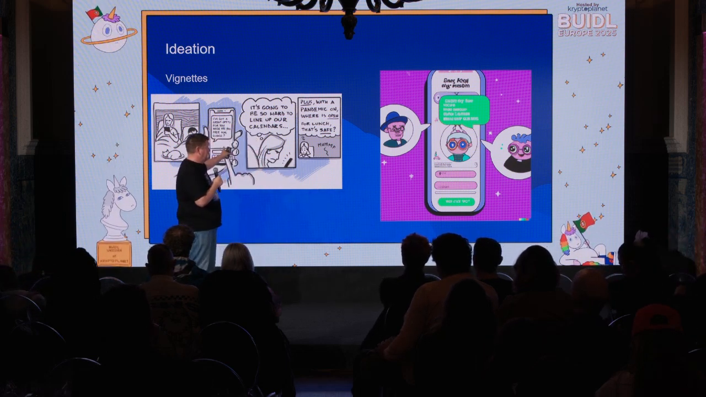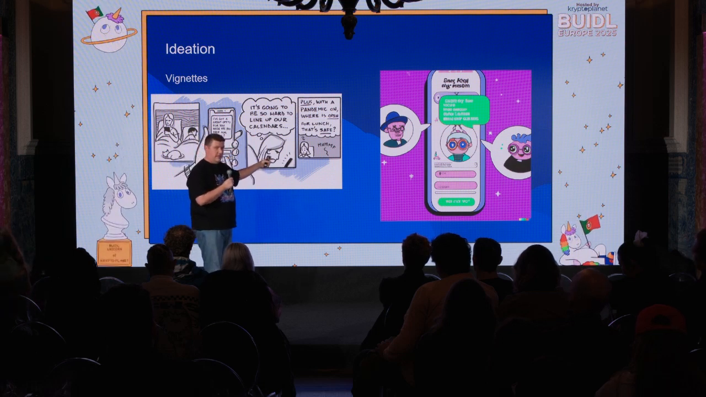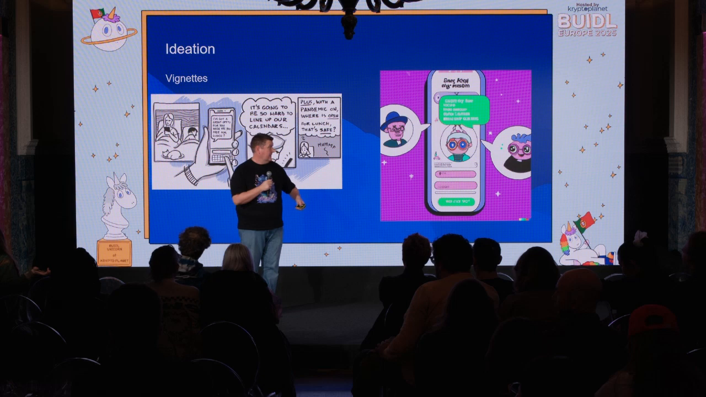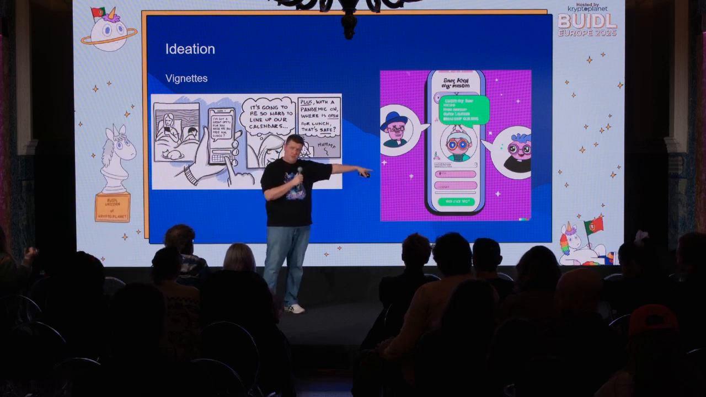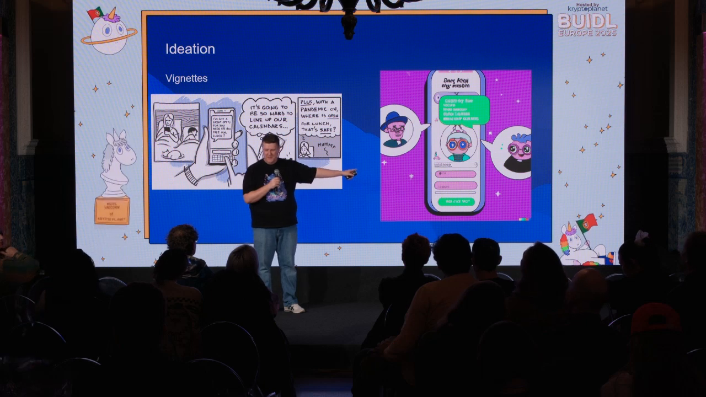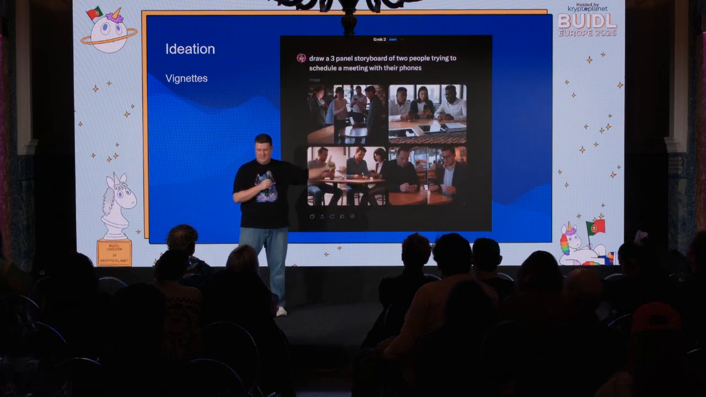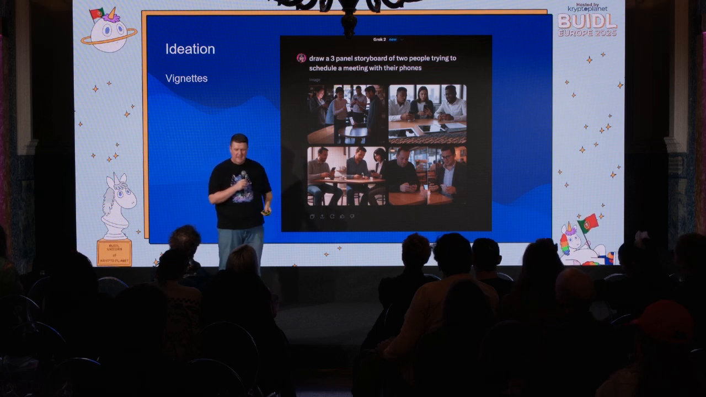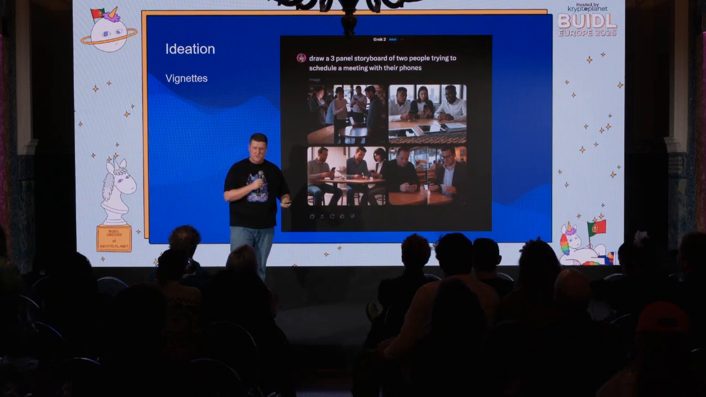A vignette is this idea of a 3-panel comic to help describe a problem and a particular solution. And this is kind of what Midjourney will give you right now, or at least in February of last year. This is what Grok gives you as of 2 nights ago. And so we have a long ways to go in terms of ideation.